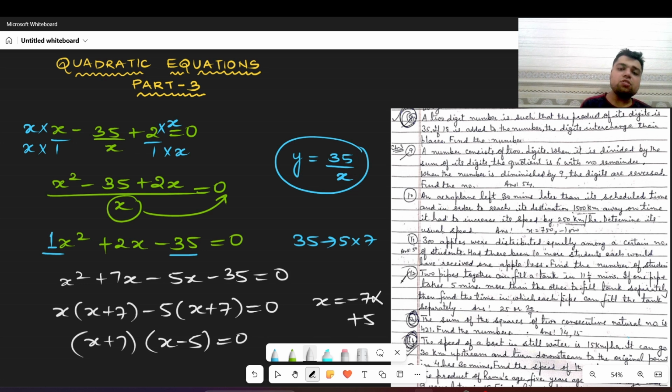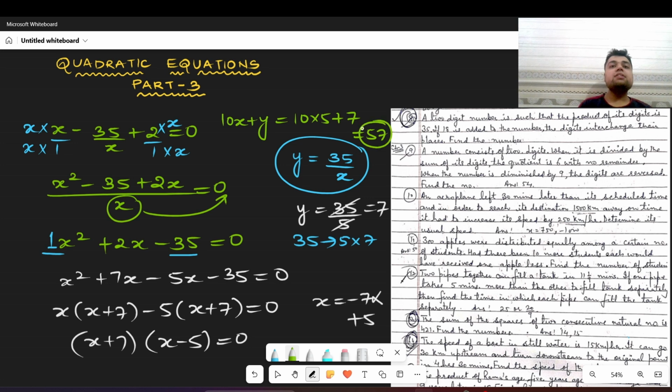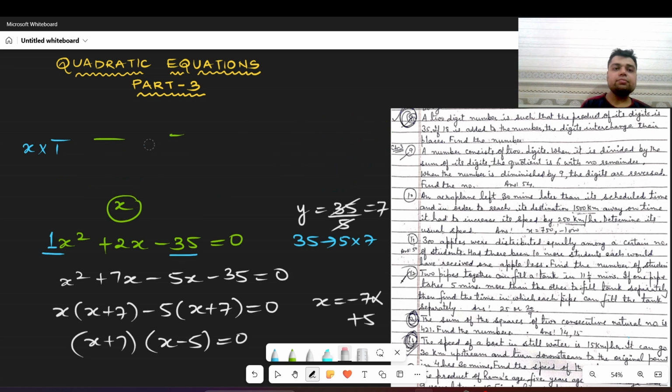Minus 7 is not possible because we are talking about digits here, right? So plus 5 we will take. So the y value will be 35 by x, that is 7. So what was our number? Our number was 10x plus y, that means 10 times 5 plus 7. So 57 will be the number which we are looking for. Is that clear? Let's see the next question.